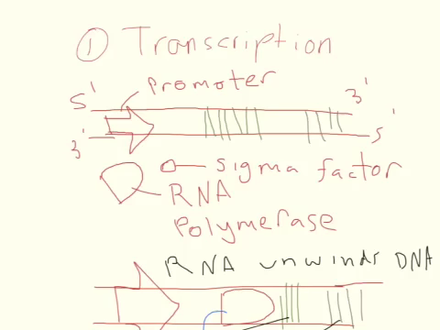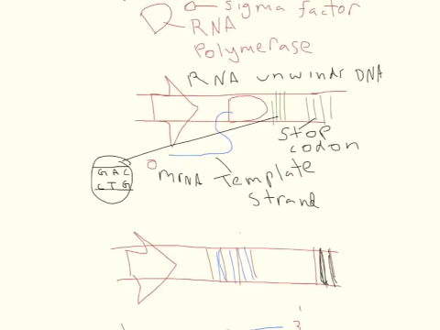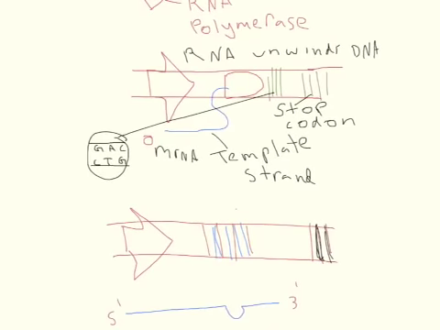Next. During elongation, the RNA polymerase moves along the DNA double helix and unwinds the helix as it goes. Then it begins to synthesize a complementary single-stranded mRNA using the DNA coding strand as a template.